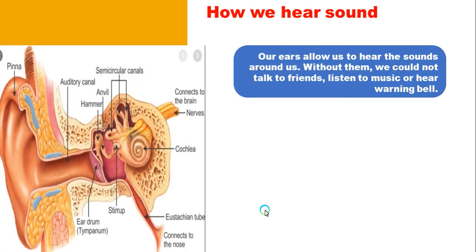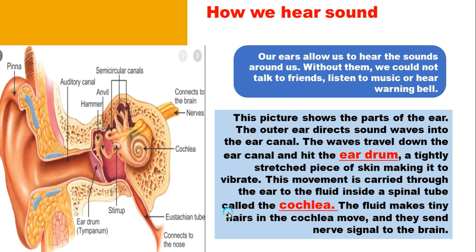How we hear sound. Our ears allow us to hear the sounds around us. Without them, we could not hear, talk to friends, listen to music, or hear warning bells. Without your ear, you cannot communicate. When someone's ear is not working, they say the person is deaf and dumb, because you will not be able to hear anything and you will not be able to communicate.